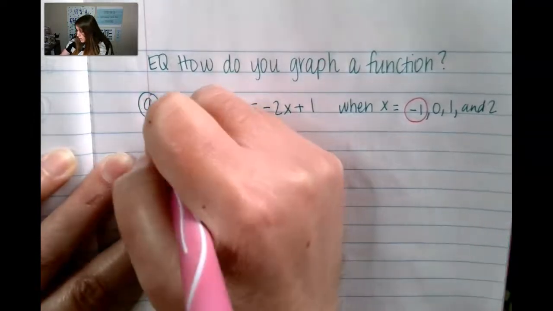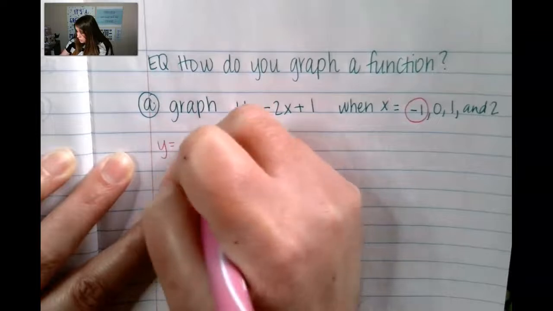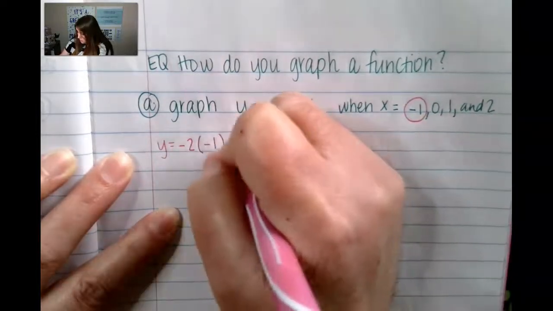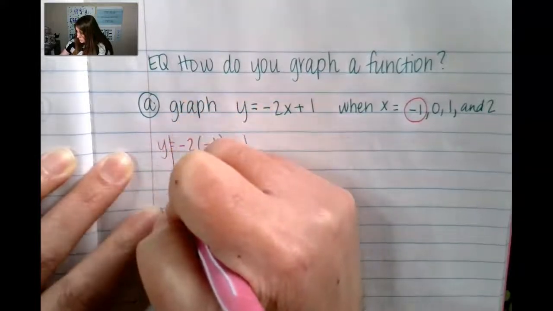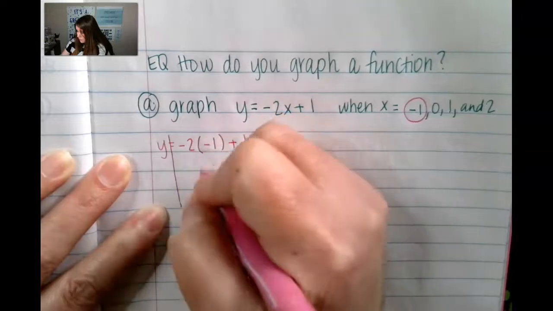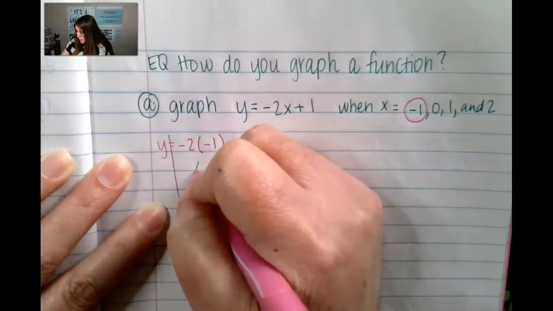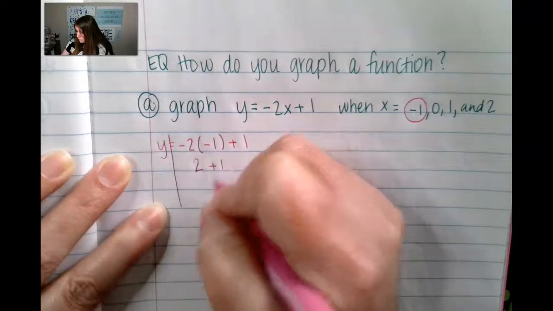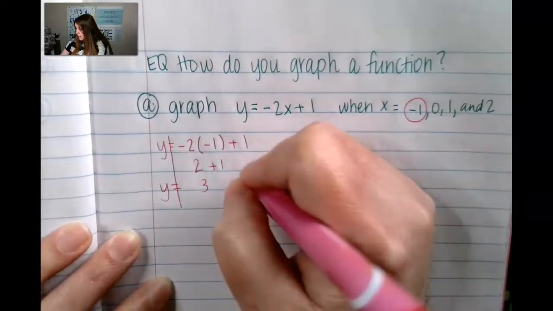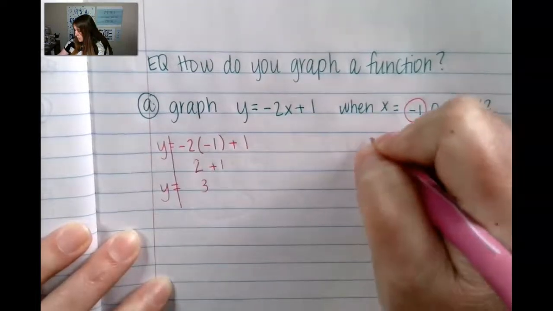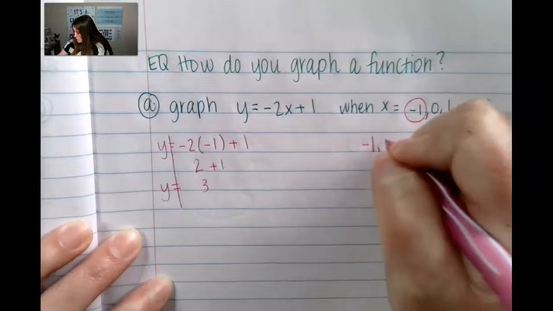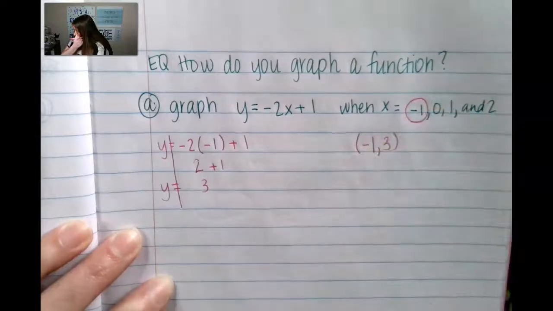So really this says y equals negative 2 times negative 1 for our first value, plus 1. So then we're just going to keep going. y equals negative 2 times negative 1. Negative times negative is a positive 2. Plus 1, which equals 3. So y equals 3. So our ordered pair that we're going to put over here is going to be negative 1, 3. So that is our first ordered pair.